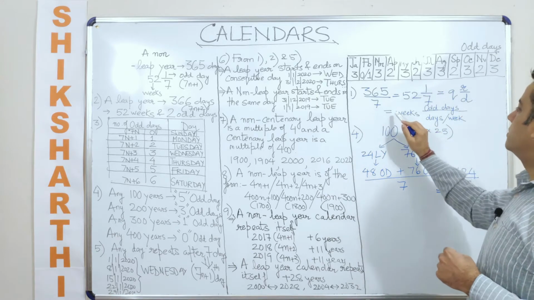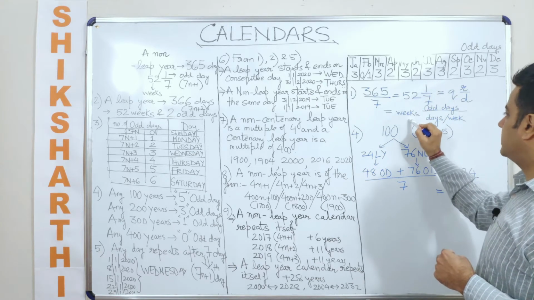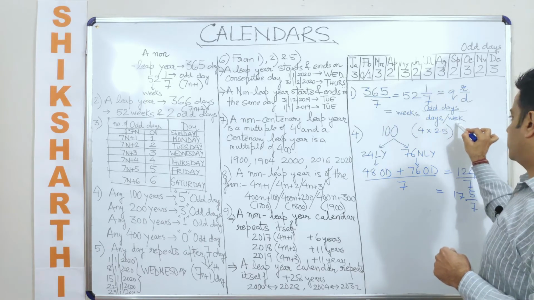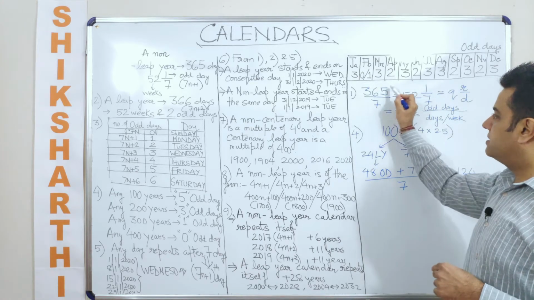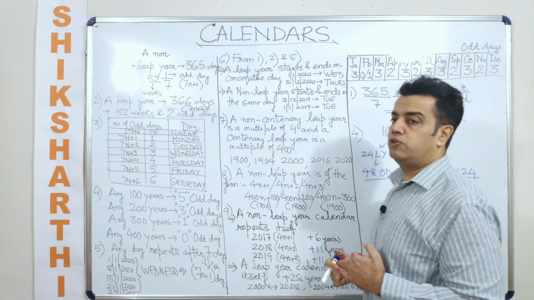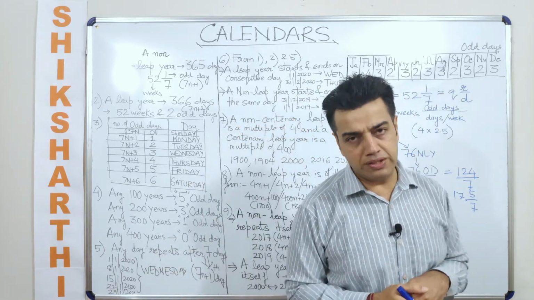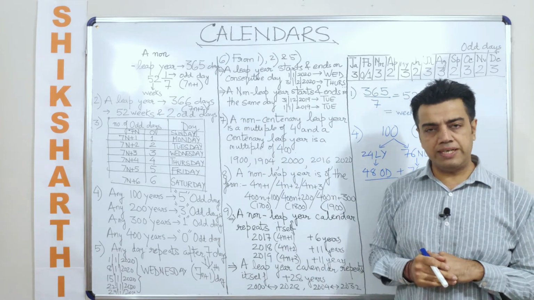How will I integrate this discussion with the discussion on calendars is what we are going to do now. Here I need to understand that the quotient is nothing but the number of weeks, odd days is the remainder, and the days per week, 7 days per week, was the divisor. So when I divide 365, the total number of days in a non-leap year, by 7, I get the remainder as 1, which signifies that a non-leap year will give me one odd day, right?